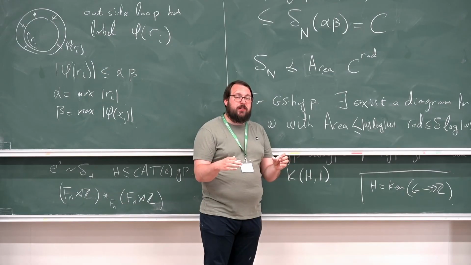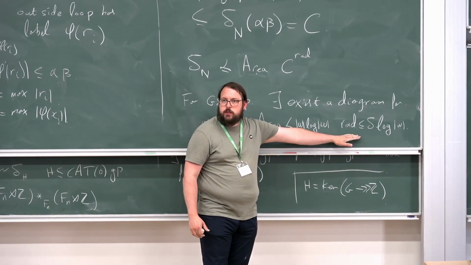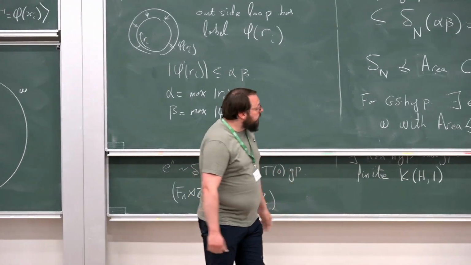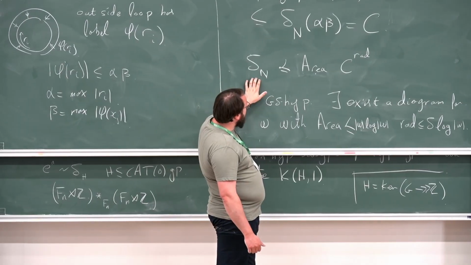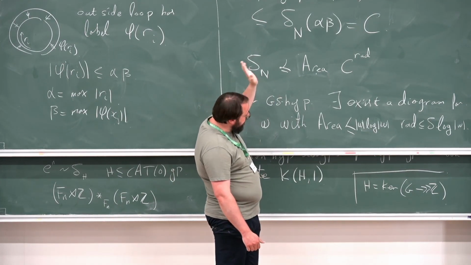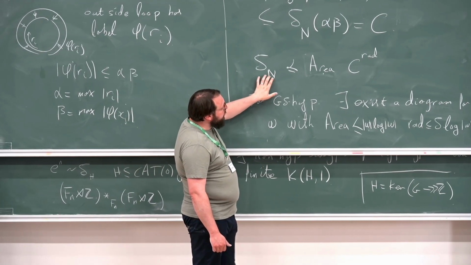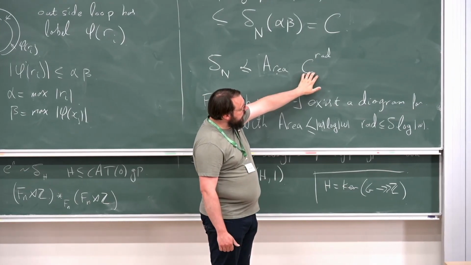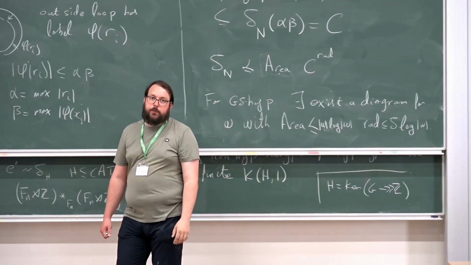But Gersten and Short say, let's make the area slightly worse, but if we do that, we can get good control on the radius. These two things are playing off against each other. Now if you put this back in here, this tells you that the Dehn function of n is bounded by n log n times c to the delta log n, which is some polynomial in n.